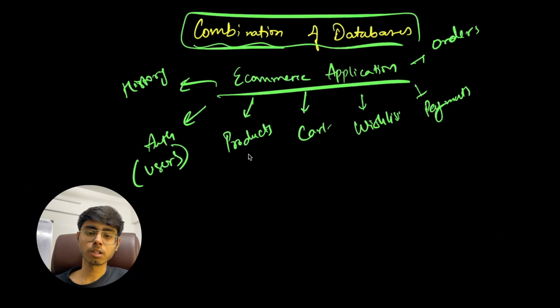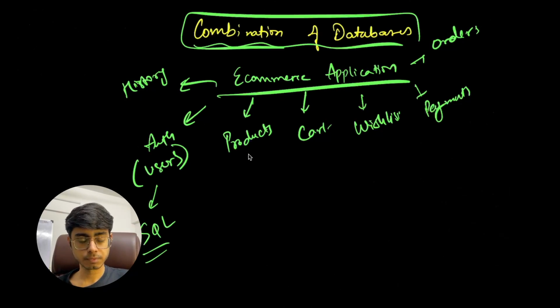For users and auth, I know that my user schema is fixed. Every user will have a name, first name, last name, location, address, and some kind of gender, date of birth, everything. I can store this in SQL. SQL will be good for structured information. If I know that my user's information is structured, I can choose a SQL database.